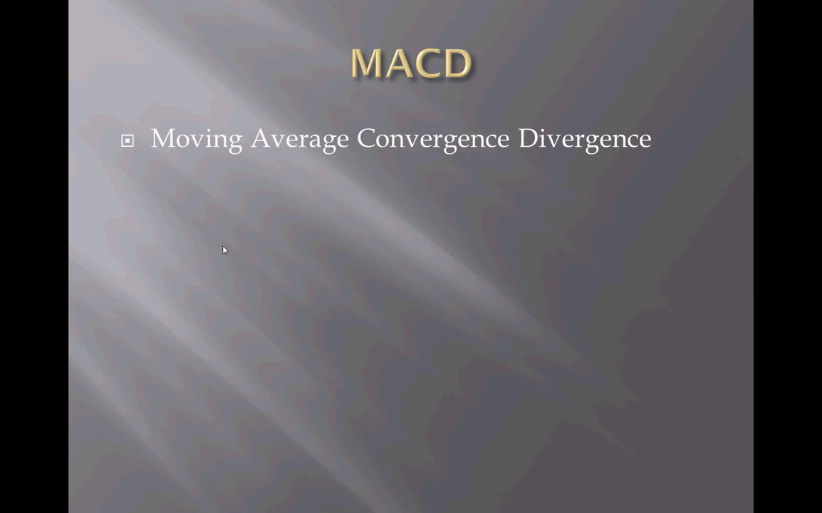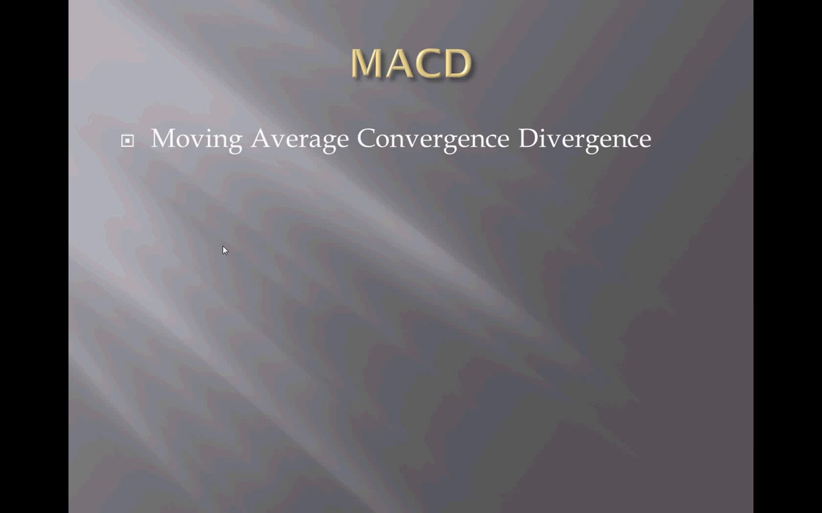MACD is an acronym for Moving Average Convergence Divergence. This tool is used to identify moving averages that are indicating a new trend, no matter the direction. As traders, our top priority is to find a trend because that is where the most money is made.